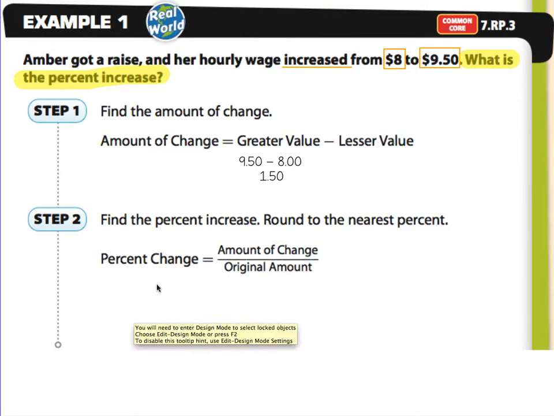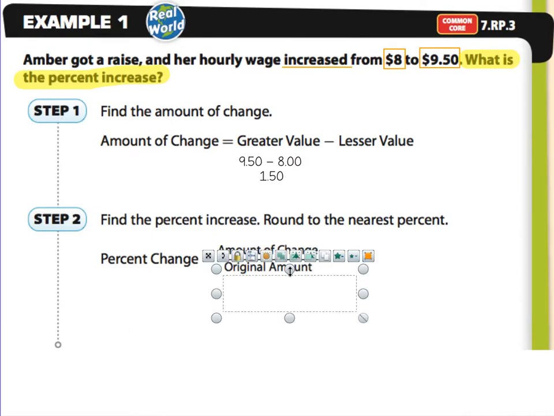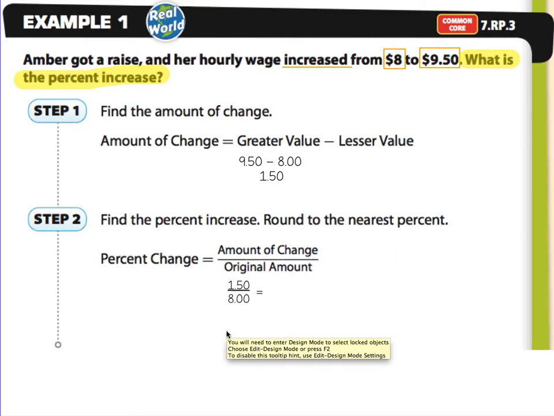Then to find that percent change, we take the amount of change and divide it by her original amount. After we do that division, we know it's going to give us a decimal, because we have that $1.50 divided by 8. So we have a smaller number divided by a larger number, and when we have a smaller number divided by a larger number, we know we get a decimal. And we're going to get 0 and 1,875 ten thousandths.